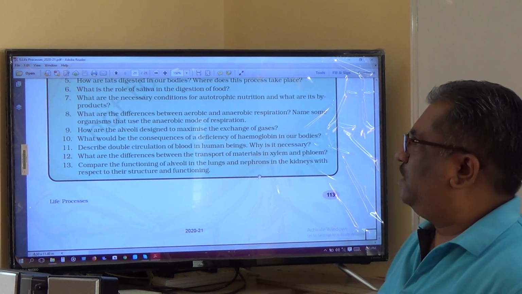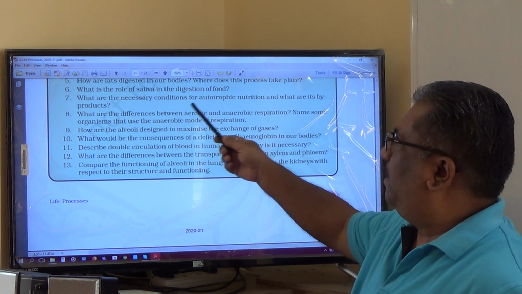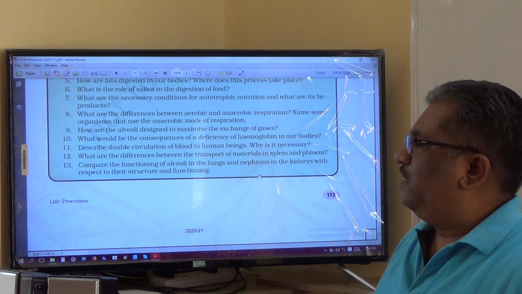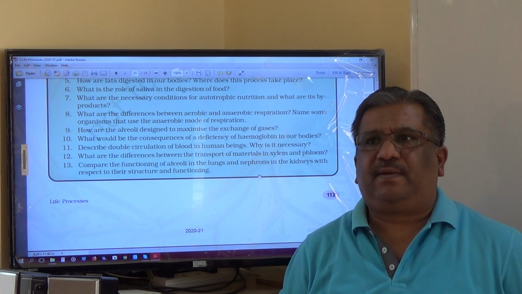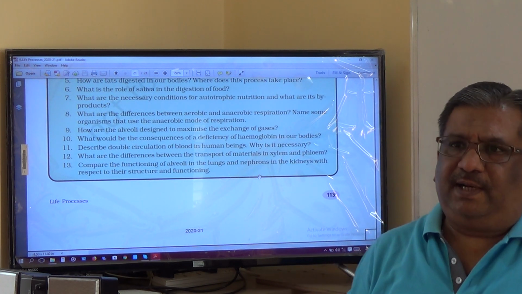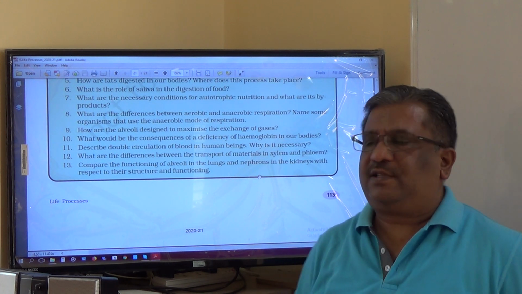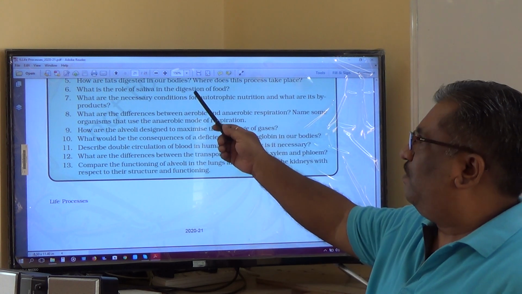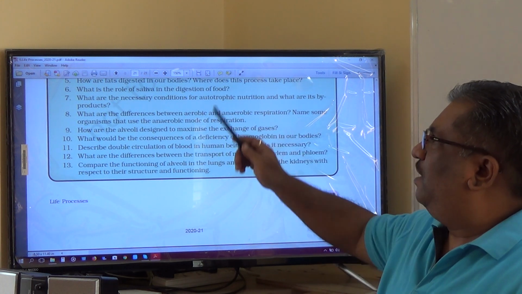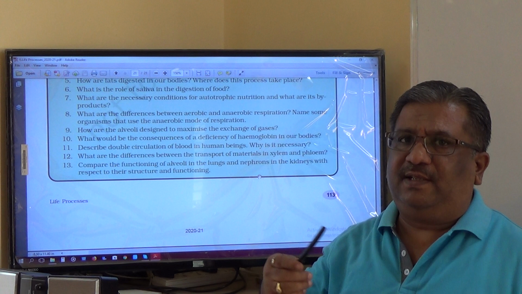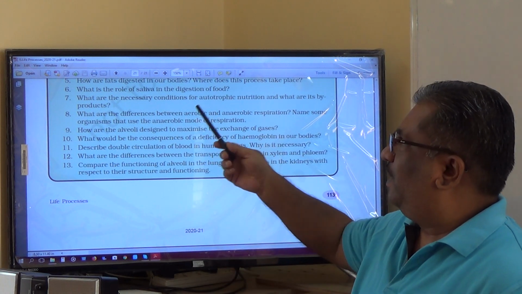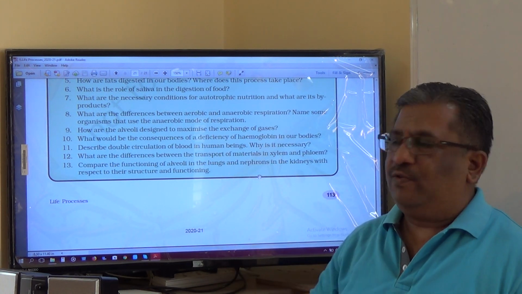Let us look at sixth question. What is the role of saliva in digestion of the food? Saliva contains enzyme called salivary amylase, which converts, what is the function? It converts starch to sugar. So this is how the primary digestion takes place in the mouth also. The digestion starts in the mouth itself. Salivary amylase converts starch into sugar.